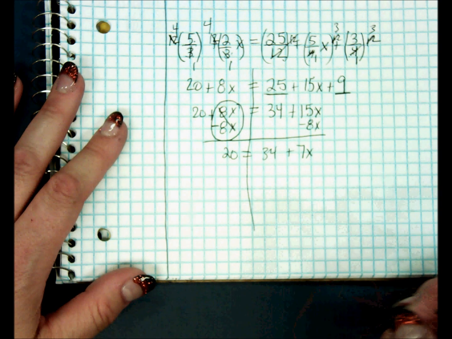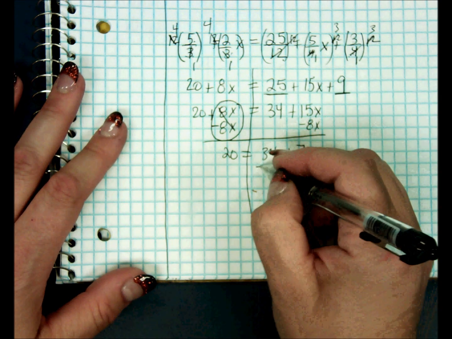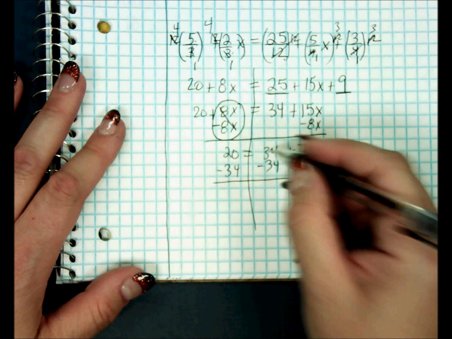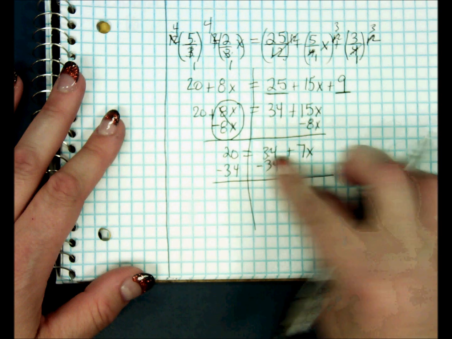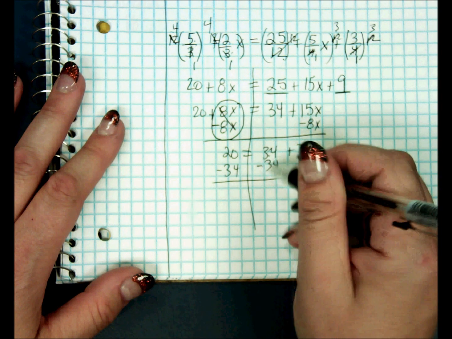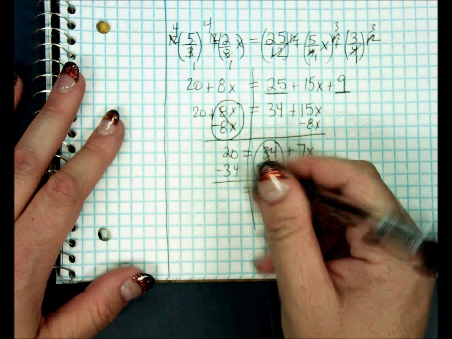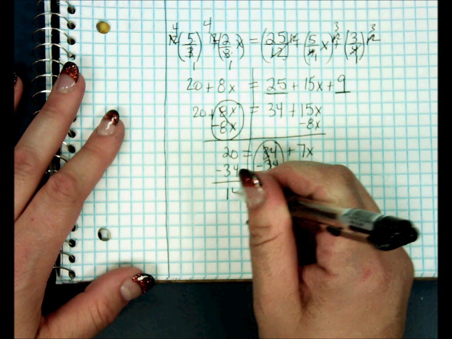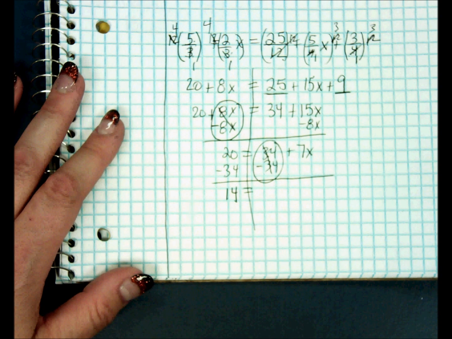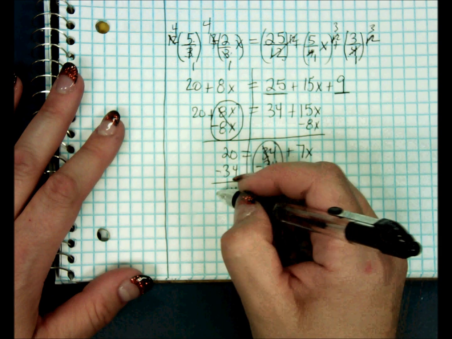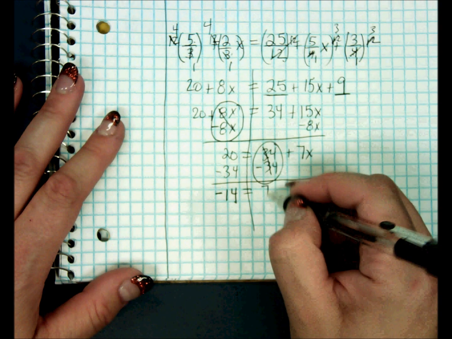Get the variable by itself. So we're going to add and subtract. Since the 34 is positive and we're looking at an addition problem, it's positive here. I'm going to subtract. That equals 0. Over here, one's positive, one's negative. I'm going to subtract. Which one's bigger, 34 or 20? 34, and 34 was negative. And bring down that 7x.